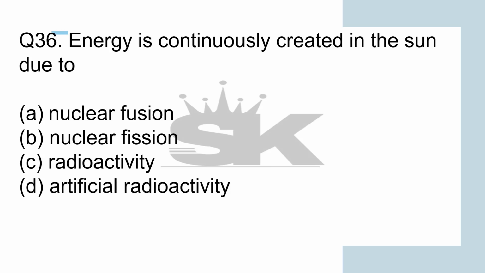Energy is continuously created in the sun due to nuclear fusion. The sun produces energy by nuclear fusion, which is basically the fusion of two hydrogen atoms into a helium atom. When this process is done, the sun produces a huge amount of energy.